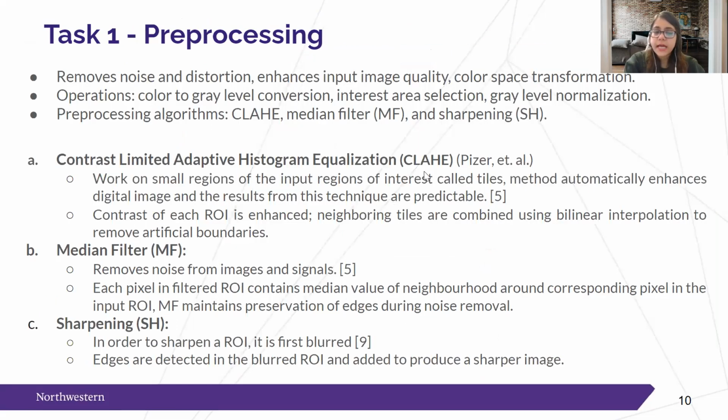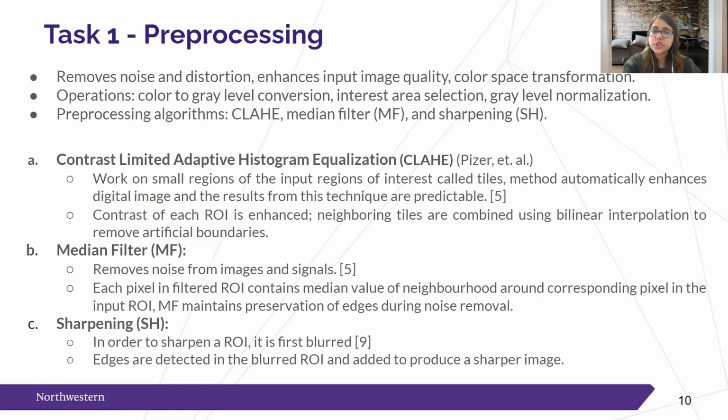Pre-processing is actually useful to remove the noise and the distortion from the image to enhance the input image quality and for color space transformations. Some operations performed here are color to gray level conversions, interest area selections, and gray level normalizations. Some pre-processing algorithms used are the histogram equalization algorithm, which is a really famous one, the median filter algorithm, and the sharpening algorithm.